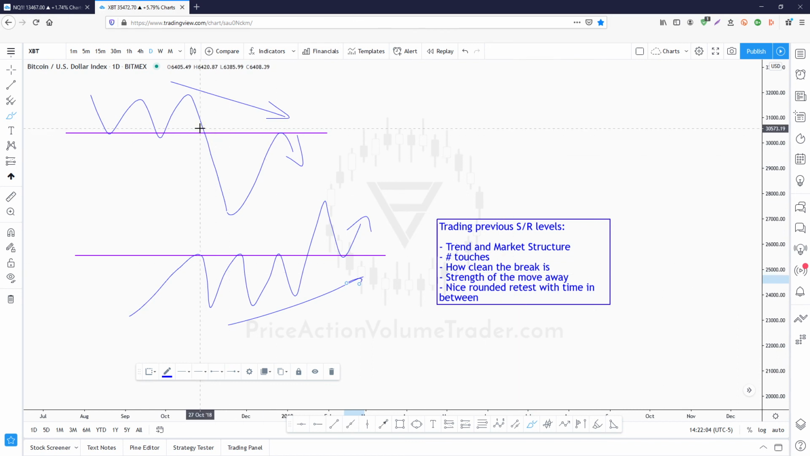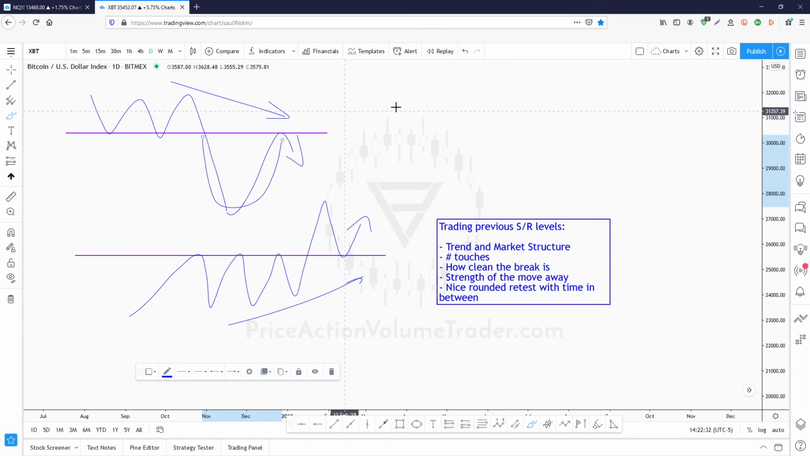We want to see a clean break. We don't want to see price come out and wick and then go. We want it to just cleanly break and leave a clear gap. We want to see a strong move away. We don't want it to just come down and then come up and start consolidating here. We want it to strongly go away, and we want a nice rounded retest with time in between.